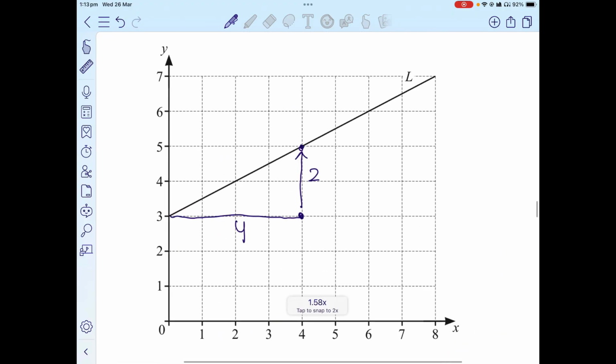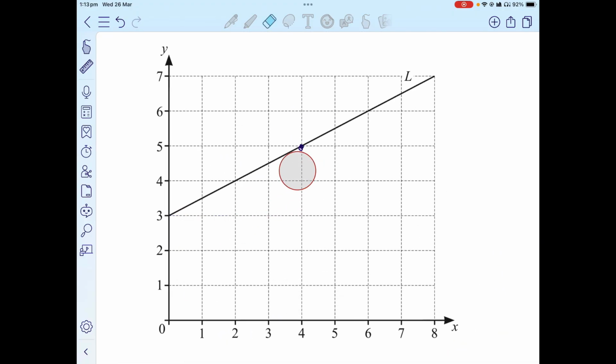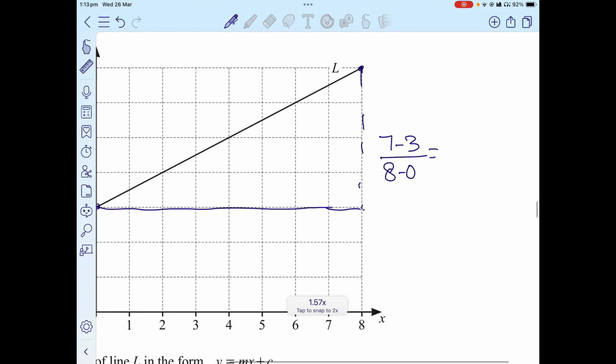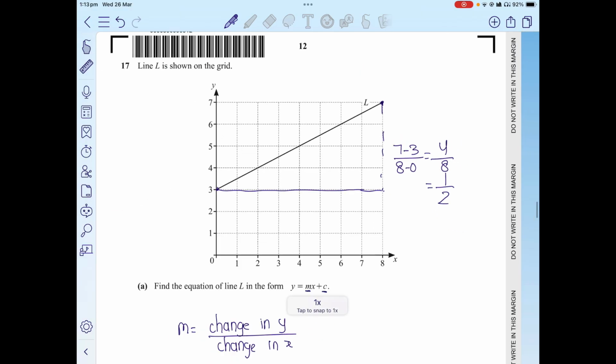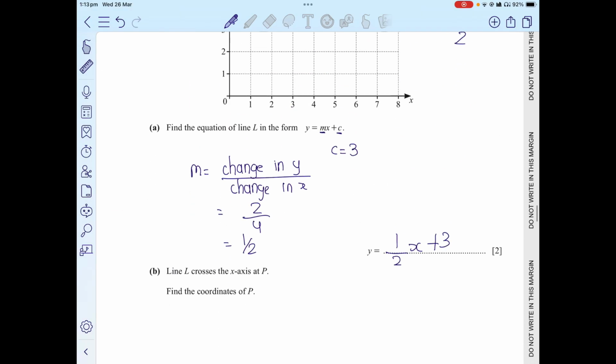And you can find this change anywhere across this entire line. For example, let's take this entire line. What is the change in the y values? The y value here is 7 and here it is 3. So 7 minus 3, divided by the change in x, which is 8 minus 0. 7 minus 3 is 4 over 8, which is going to be a half. So the gradient at any point will be the same on a straight line.